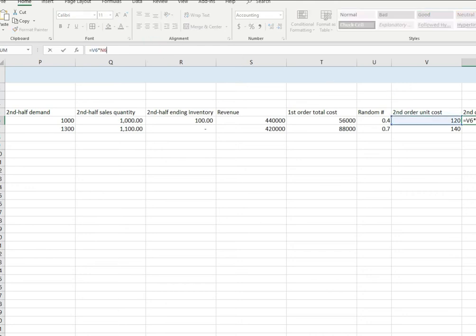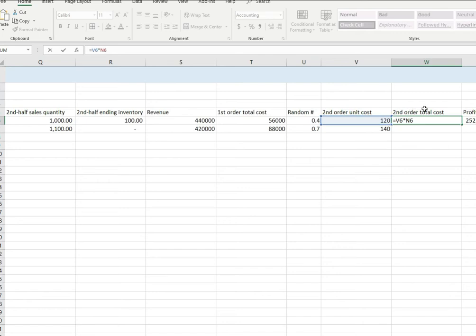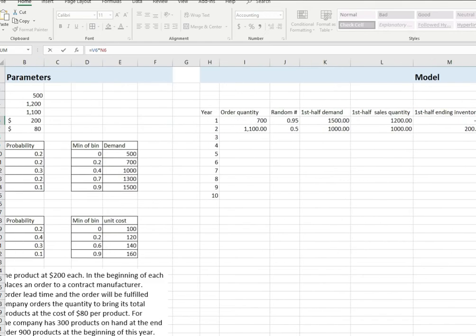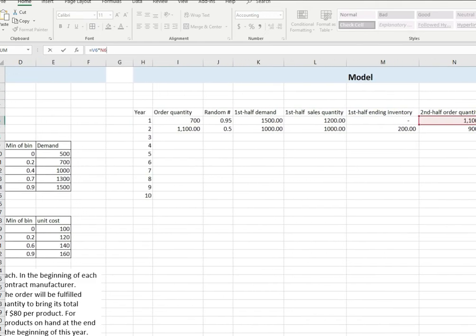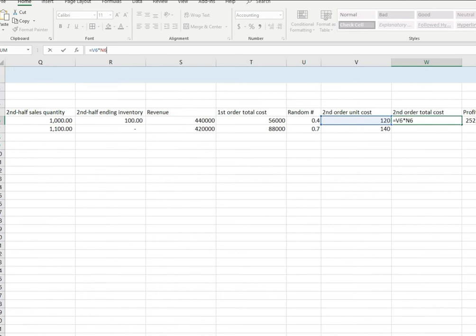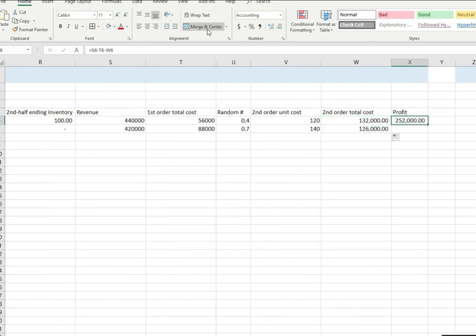Okay, we'll copy it down. Now, total cost, it's just this times N6, which is second half order quantity. Okay, so turns out I can copy this formula. It works, so I'm going to drag it down. And then finally, profit. I can actually recycle the formula, so I'm just going to copy it. I'm doing it really quickly, but for you, you really need to work on them one by one to think about if you can recycle the formula in year one.